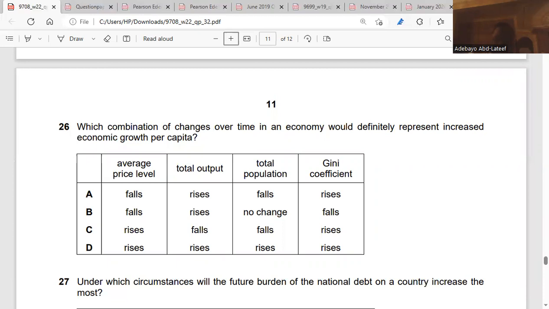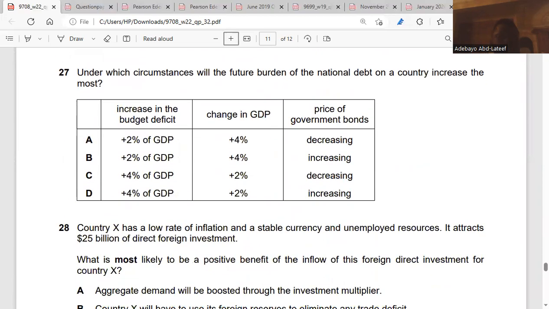27. Under which circumstances will the future burden of the national debt of a country increase the most? If the budget is in deficit, they are all positive, it's fine. Change in GDP, yes, it can be. But if the price of government bonds is decreasing, it's C. Because if the price of government bonds is decreasing, that means the value of your investment is falling. So the government is not making more revenue in income. So the answer is C.